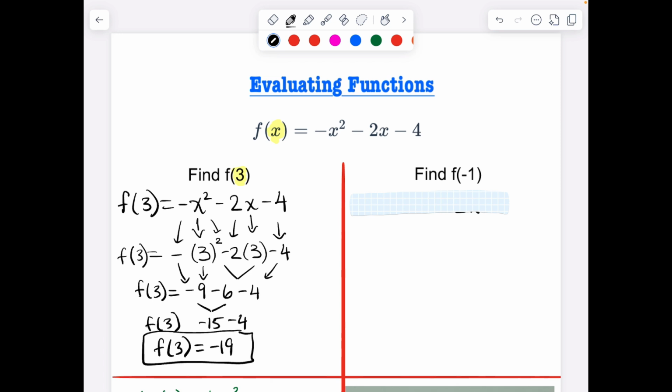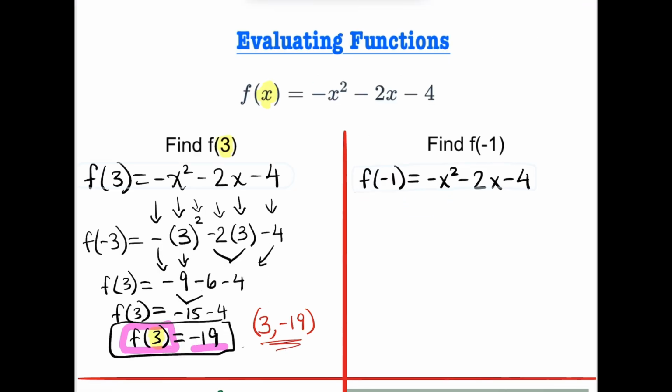And so what this means is that for this function f, when the x value is 3, the corresponding y value is negative 19. So this would show itself on a graph, if I graph this function, as the ordered pair 3, negative 19, right? So the one in parentheses is my x. So when the x was 3, the output that we got was negative 19. So if I graphed it, that would be there. All right, let's do this second example, f of negative 1.